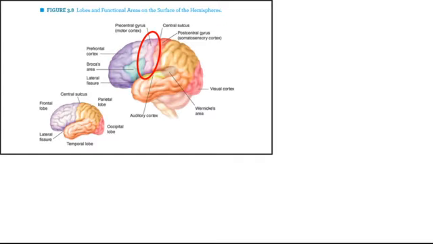So voluntary movement. And like we said, this is where we see that one side controls the opposite side of the body and vice versa. So the right side of your brain controls the left side of your body. Left side of your brain controls the right side of your body.